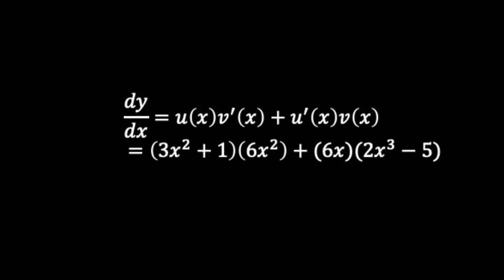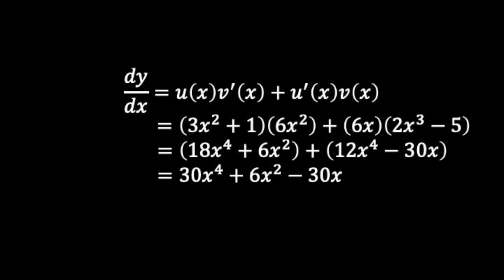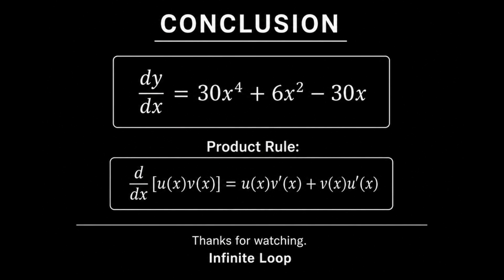by 6x. Expanding the first term gives 18x to the power of 4 plus 6x squared. Expanding the second term gives 12x to the power of 4 minus 30x. Hence, we have that dy by dx equals 30x to the power of 4 plus 6x squared minus 30x. And that's how to apply the product rule.